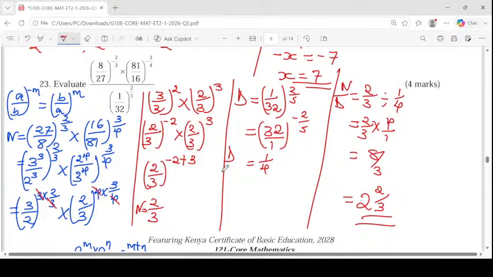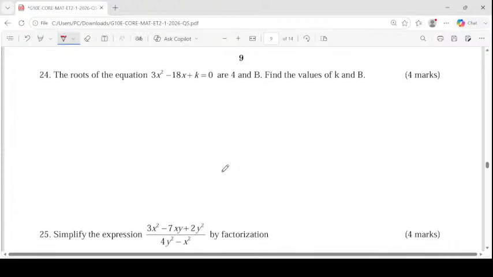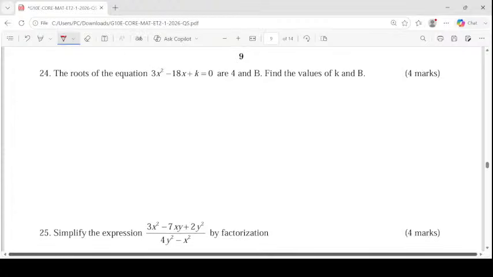Let us make progress to the next question. That is question number 24. We are progressing very, very well.